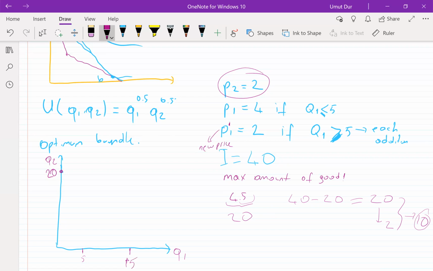So what will be the amount of good 2 that I will consume? If I have consumed 5 units of good 1, let's try to find this point. How many units of good 2 can I consume? It is 10.